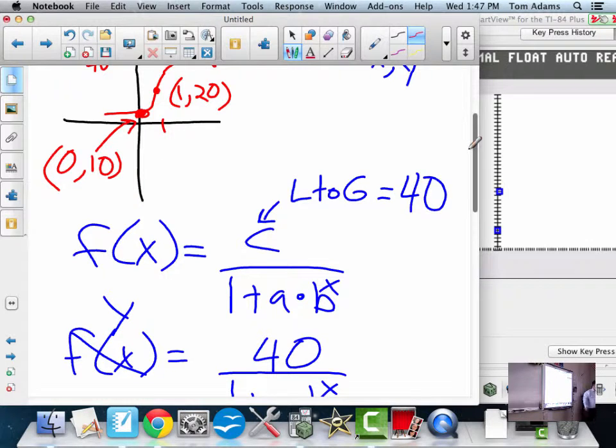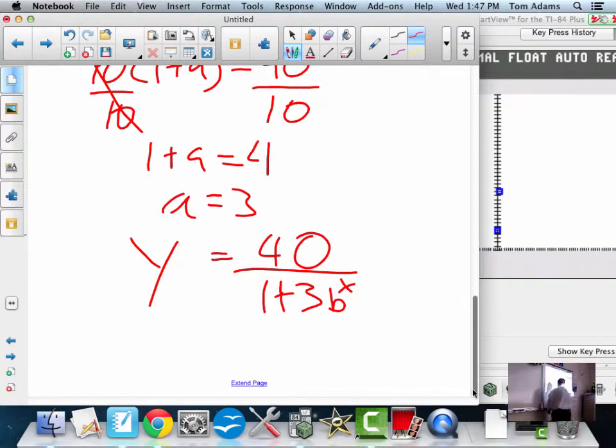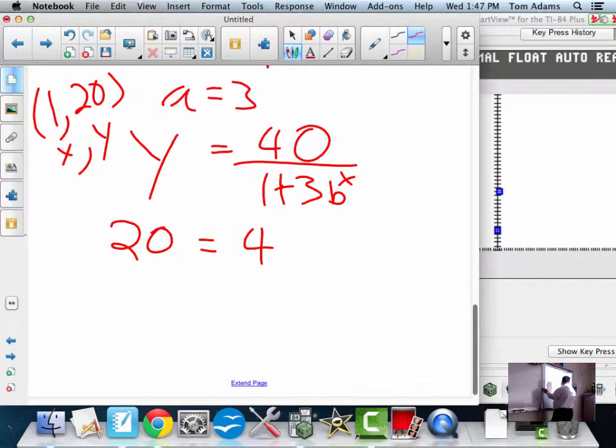1 comma 20. It's as if they wrote the book to teach us. All right, so here we go. So we said the point 1 comma 20 is on the line. That's like an x value and a y value, right? So if I put a 20 here, equals 40. And then 1 plus 3 times b raised to the, is that 1? Yeah. All right.